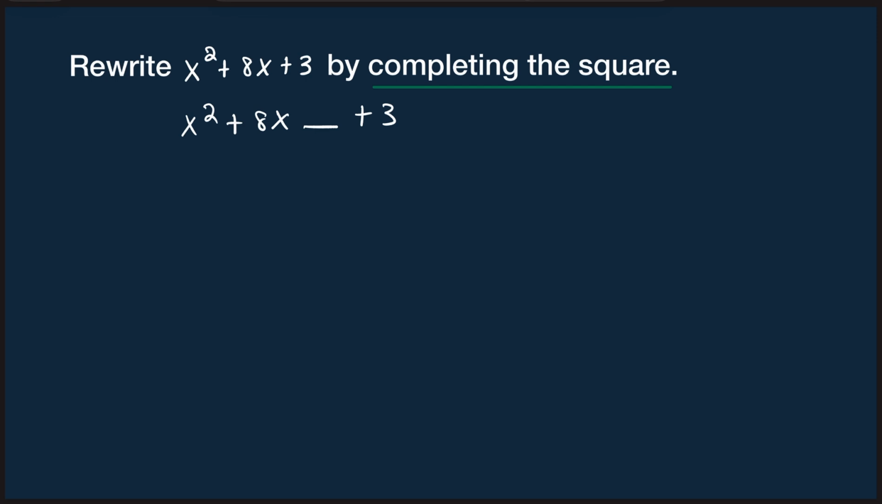So let me just write what I just said. We're going to take half of 8. So half of 8 equals 4. And then we're going to square it. So 4 squared equals 16. Okay, and that's the number that goes in the blank.